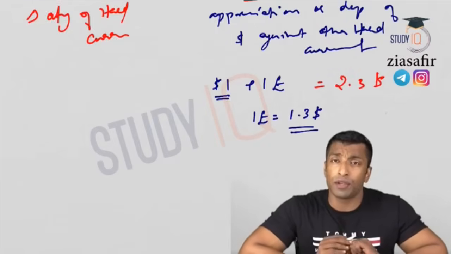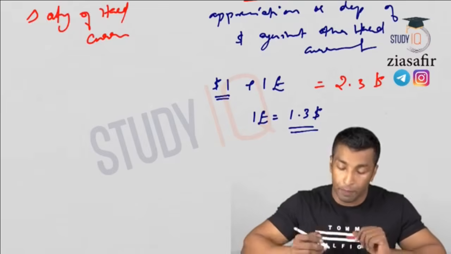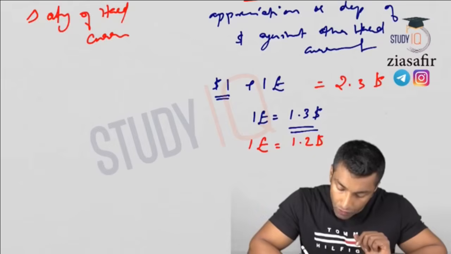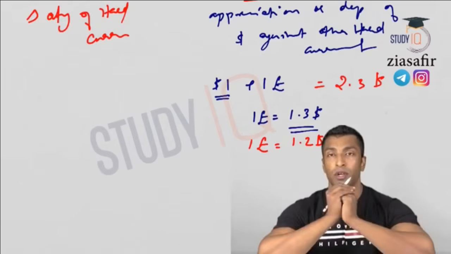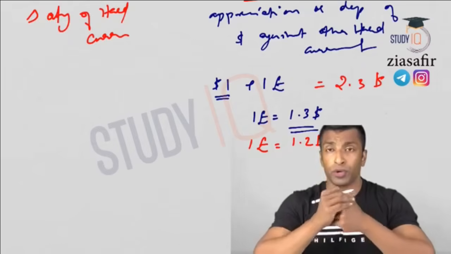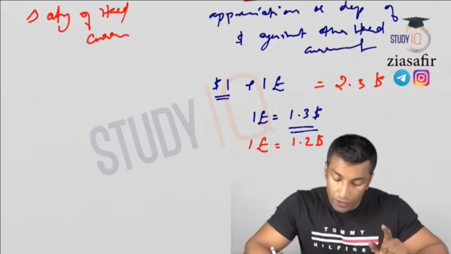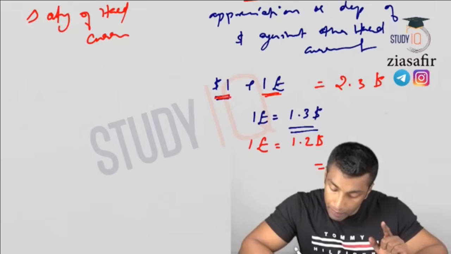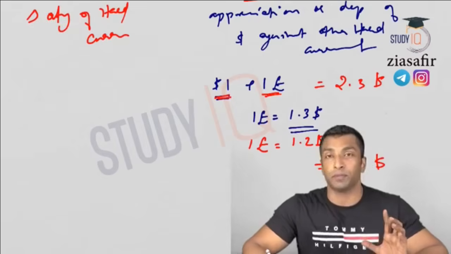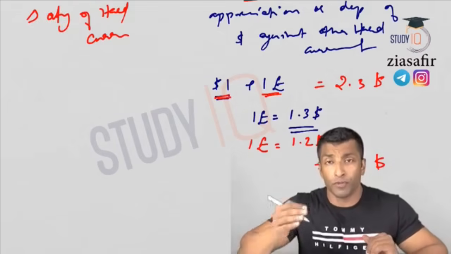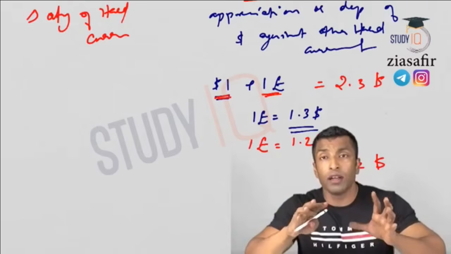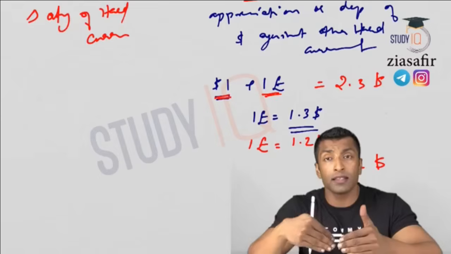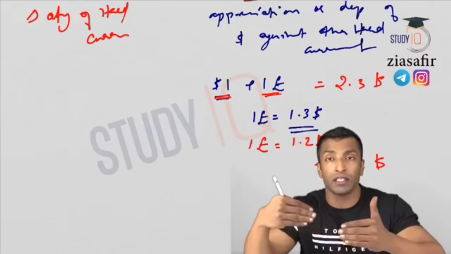Now imagine a situation that the dollar appreciated. So what will happen with €1 now? Dollar appreciated means €1 is now equal to $1.2. Now there is $1 and €1 meaning $1.2, so $2.2. That means your Forex is actually reduced. Even earlier it was $1 and €1, now also $1 and €1. Why is it reduced? Because the dollar appreciated against the euro or pound.